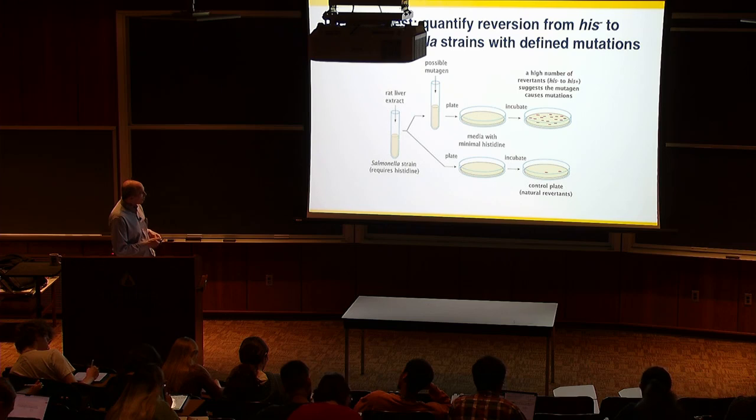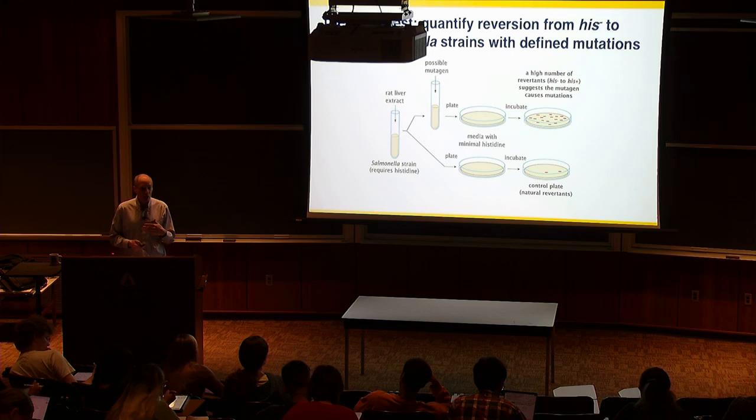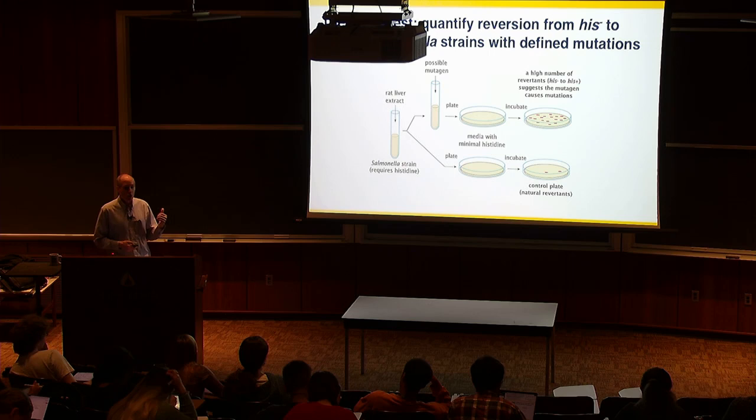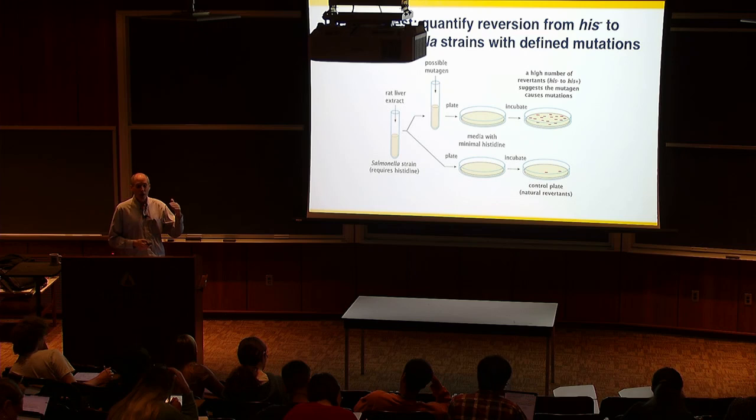It could have been E. coli, but Ames happened to use Salmonella that requires histidine. It cannot make its own histidine. Most bacteria can make most of their own amino acids. We can't make all of our amino acids, but bacteria typically make all of theirs. So what Ames has done is create a set of histidine auxotrophs, bacteria that require histidine to be added to the plate in order to form a colony.